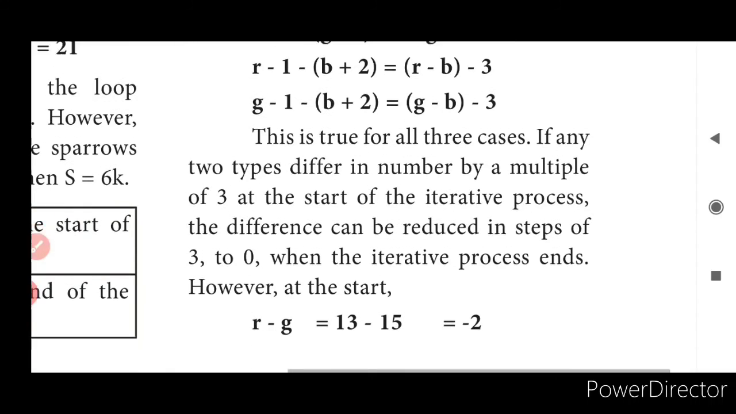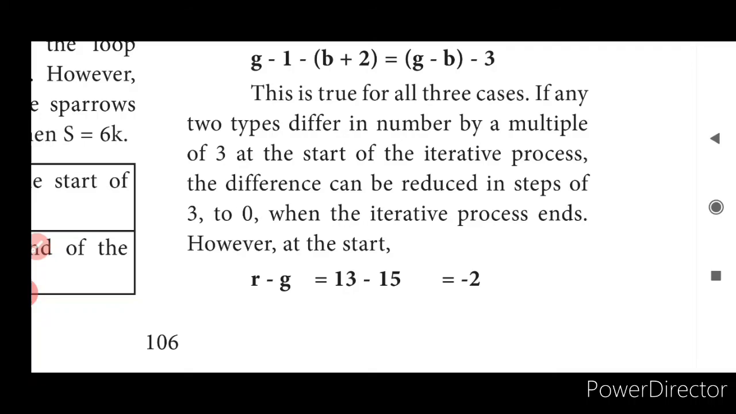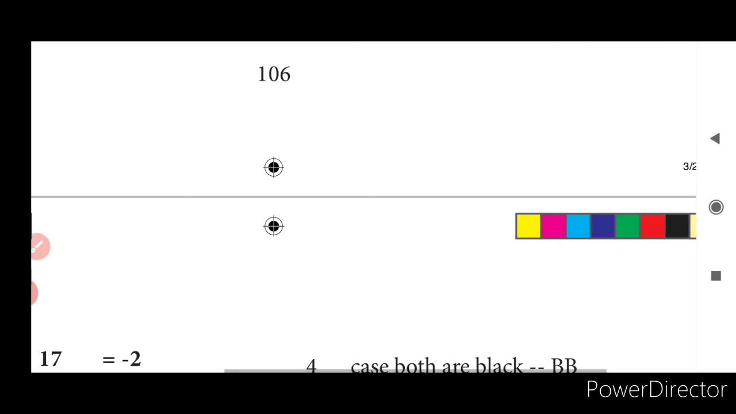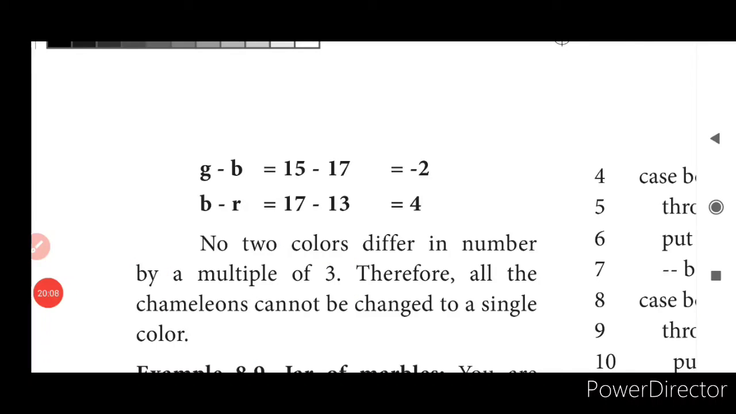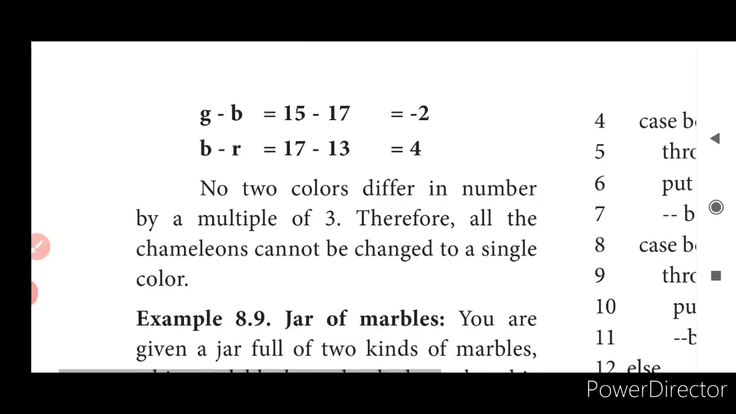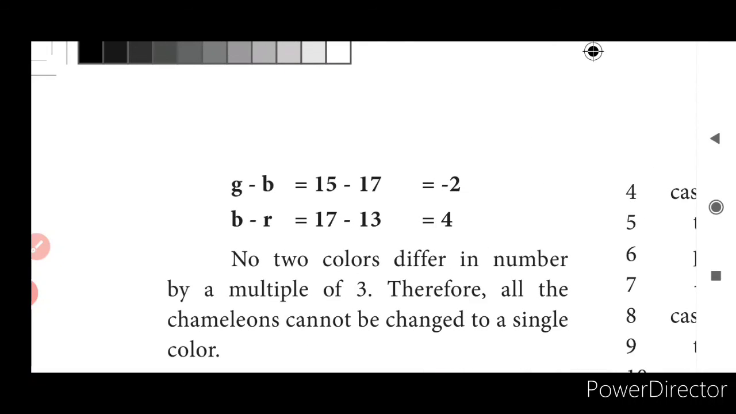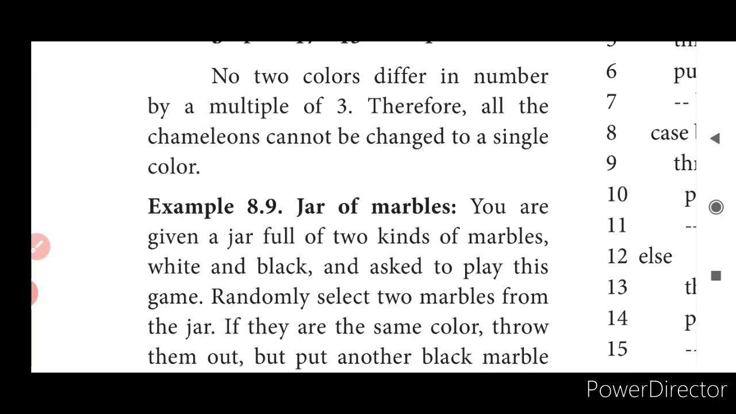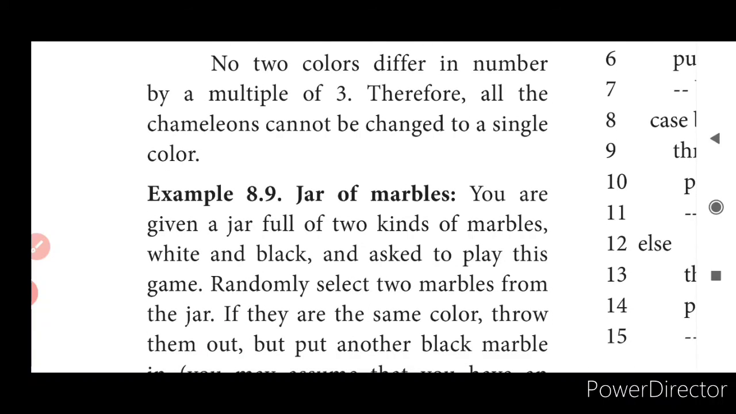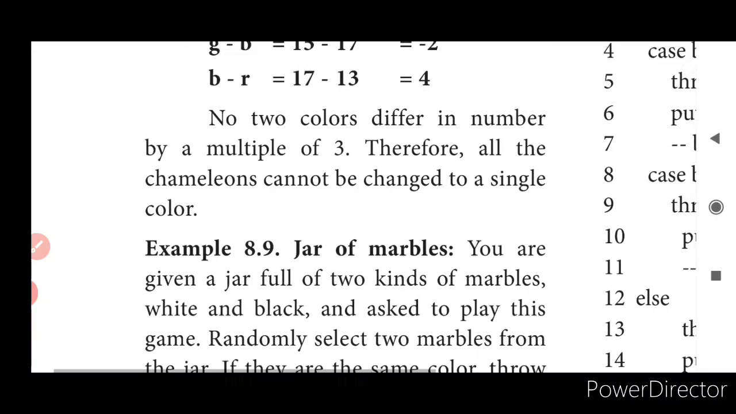However, at the start, R minus G will be 13 minus 15, which is equal to minus 2. And G minus B is going to be 15 minus 17, which is equal to minus 2. B minus R is going to be 4. No two colors differ in numbers by a multiple of 3. Therefore, all the chameleons cannot be changed to a single color, because each and every time they may meet some other colors as well. So it is not possible for all chameleons to be of the same color. It is not possible.